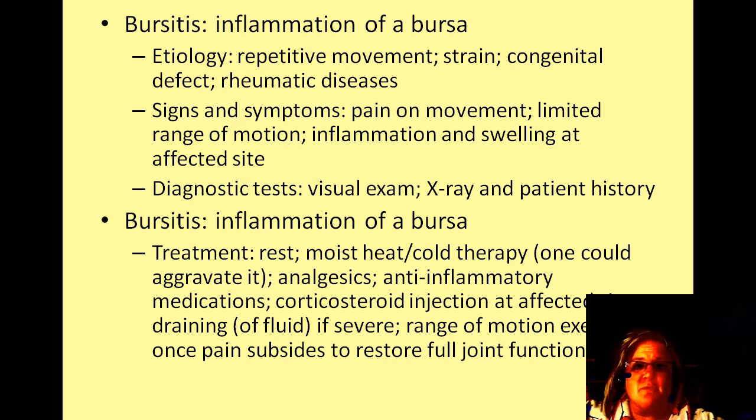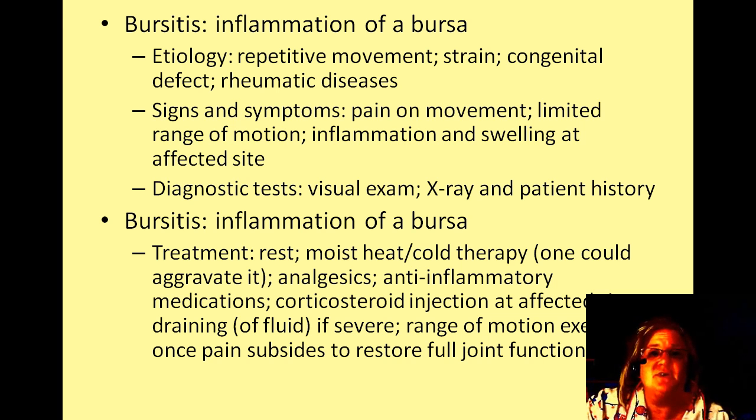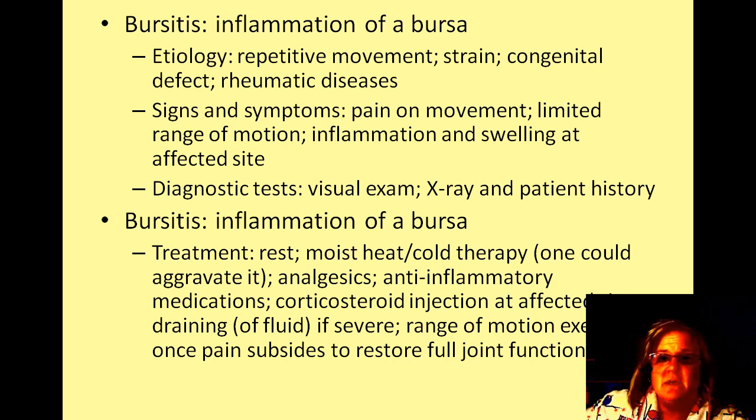Bursitis. Bursitis is inflammation of the bursa. It stems from repetitive movement, strain. You can have a congenital defect. Again, what does congenital mean? It means you're born with it. Or you could have a rheumatic disease. So you have pain on movement, limited range of motion, inflammation, and swelling at the affected site.